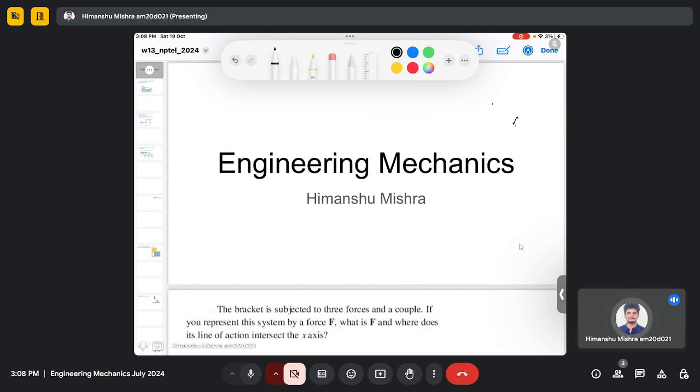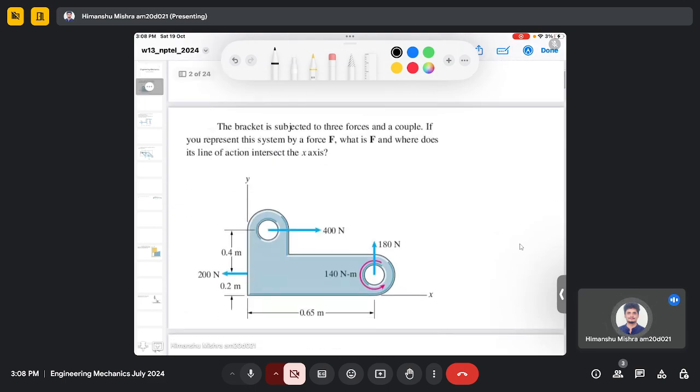So we will start with the first question, which is from the equilibrium. Here we have given the bracket which is subjected to three forces and a couple. If you represent this system by a force F, what is force F and where does its line of action intersect the x-axis?